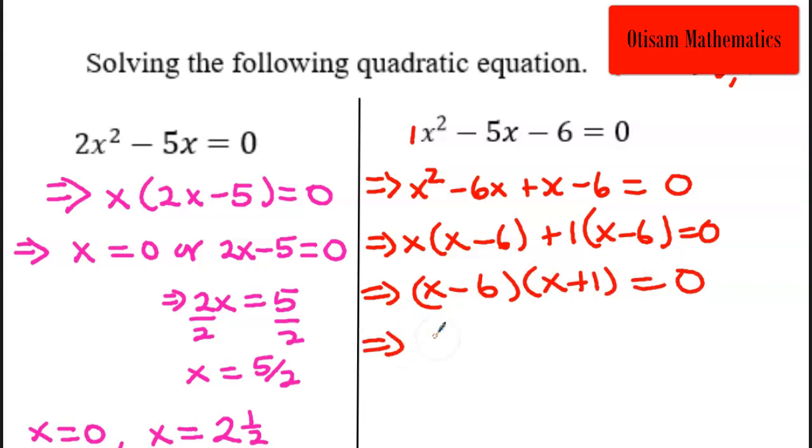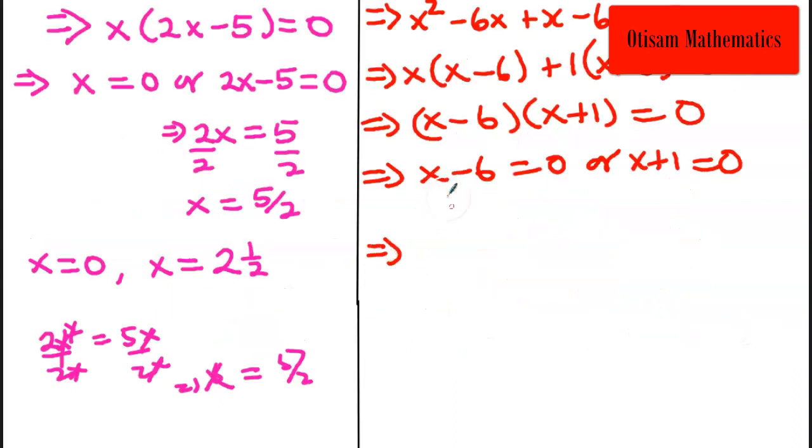So this implies that x minus 6 is equal to 0 or x plus 1 is equal to 0. We solve for x in each case. So x is equal to 6 or x is equal to minus 1. The values of x are minus 1 and 6.